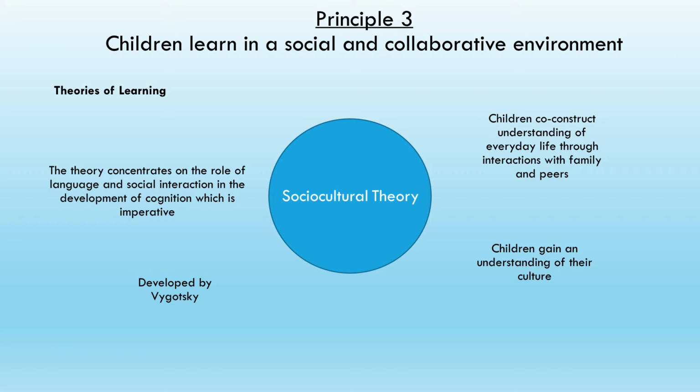Vygotsky developed the socio-cultural theory whereby children learn and make meaning through participation and interaction with others in their social and cultural environment. The theory concentrates on the role of social interaction in the development of cognition, which is imperative. The socio-cultural theory acknowledges that educators and peers have a central role in progressing the child. It can be seen that learning and understanding is a social process rather than an individual one.